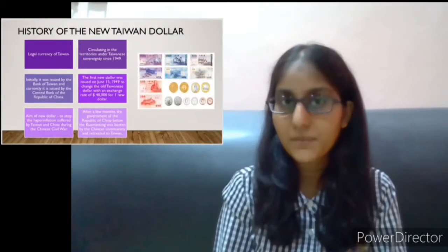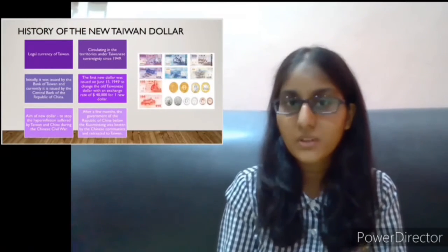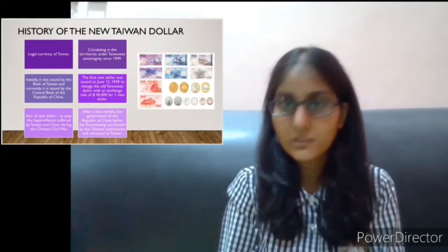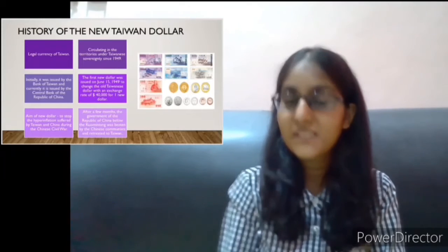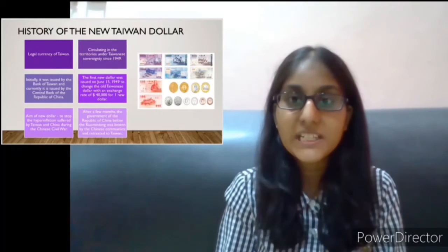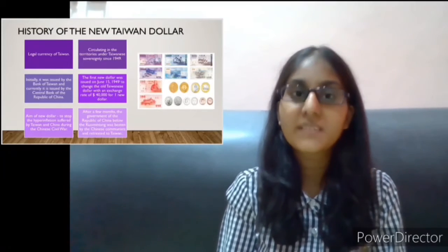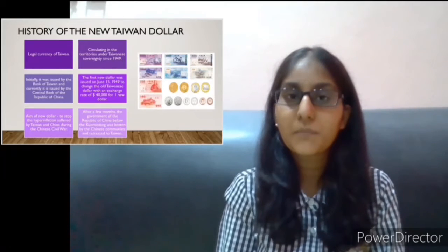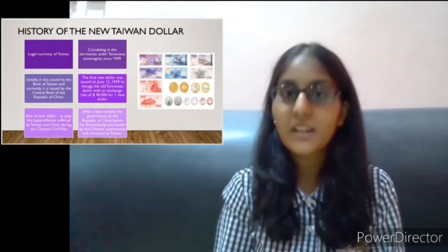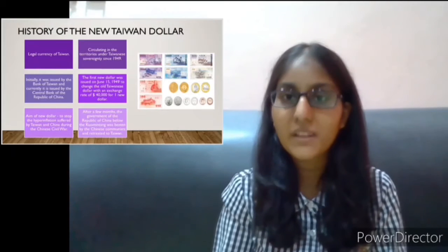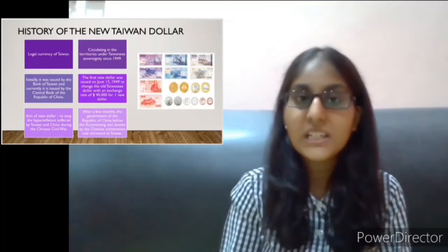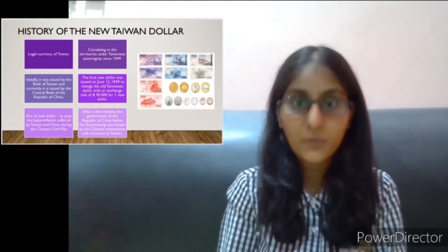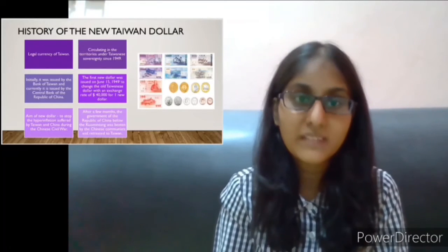Let's go to chapter 2. First, let's look at the history of the New Taiwan Dollar. The New Taiwan Dollar is the legal currency of Taiwan. Recently, it is also circulating in the territories under Taiwanese sovereignty like the Pescadores, Kinmen, Matsu, and Pratas Island since 1949. Initially, it was issued by the Bank of Taiwan, and currently it is issued by the Central Bank of the Republic of China.